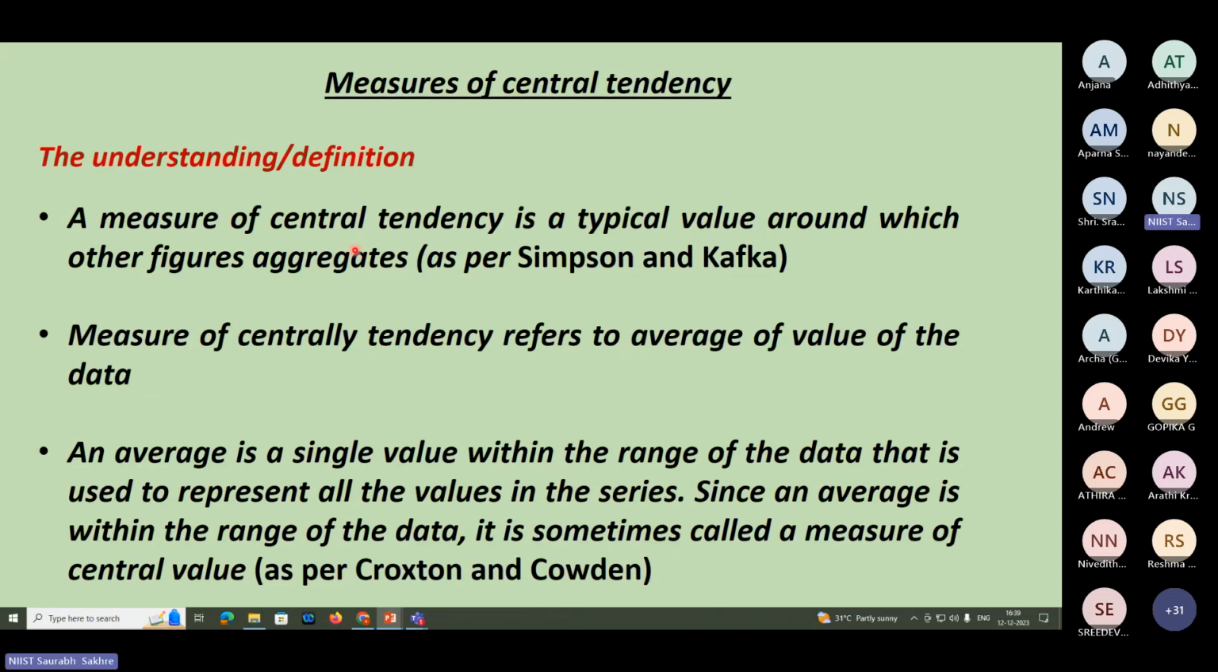Now, the first point was related to theory. We just say that central tendency is a typical value around which other figures try to aggregate. And the second one is a numerical value. We call it average. Now, the third one is what? It may be a single value. An average is a single value within the range of the data that is used to represent all the values in the series. It means I'll be saying one value only, but it will represent all other values. Since an average is within the range of the data, it is sometimes also called a measure of central value. So measures of central tendency are also known as measures of central value.